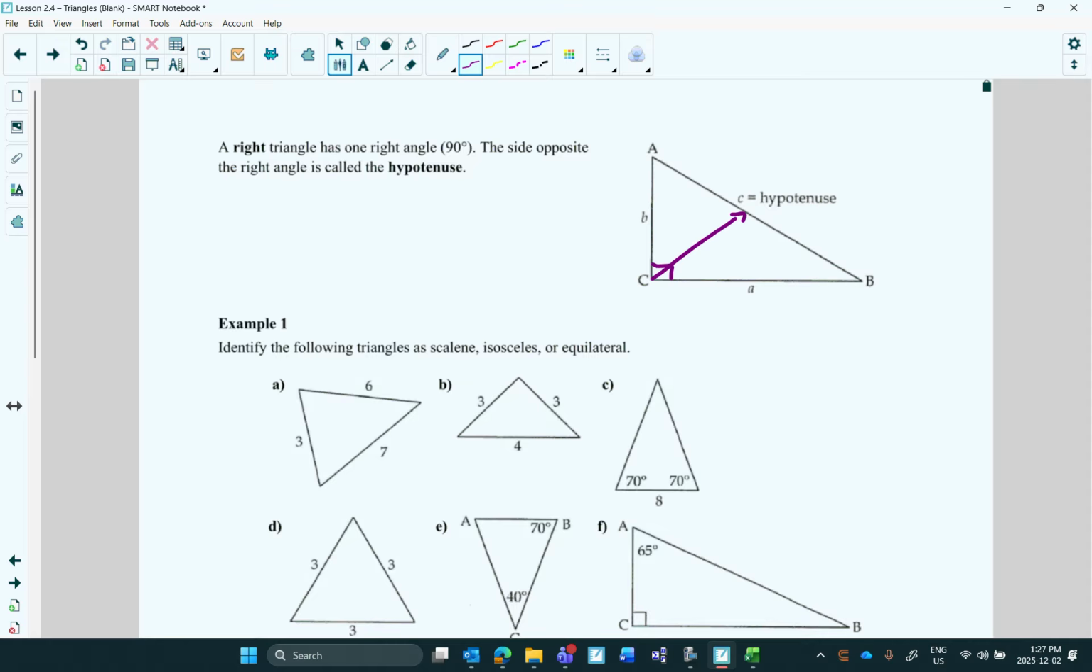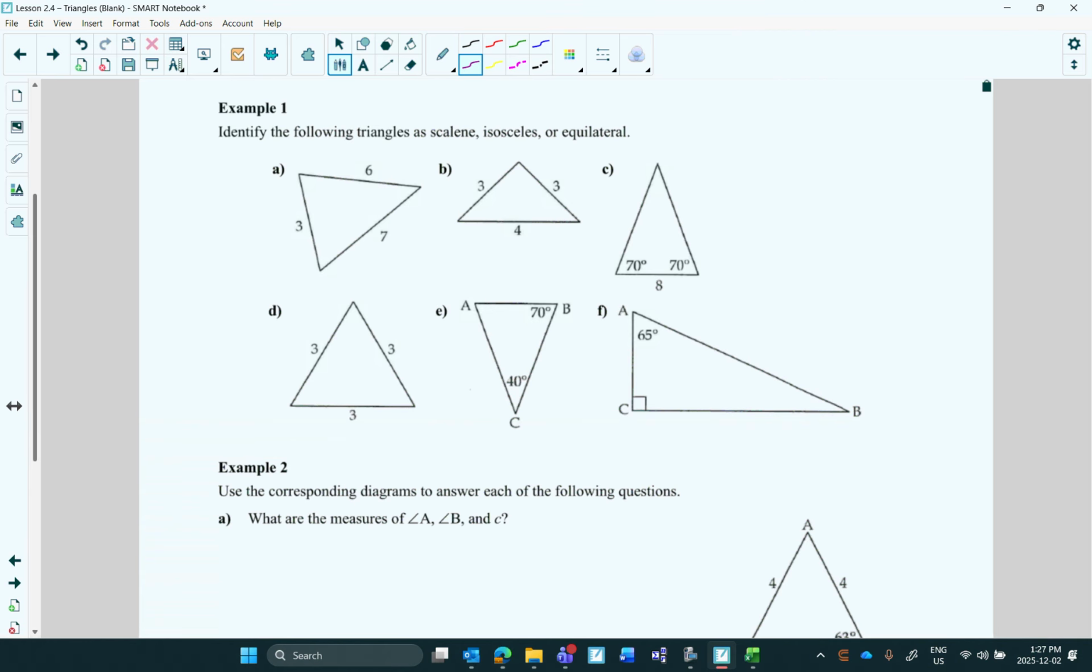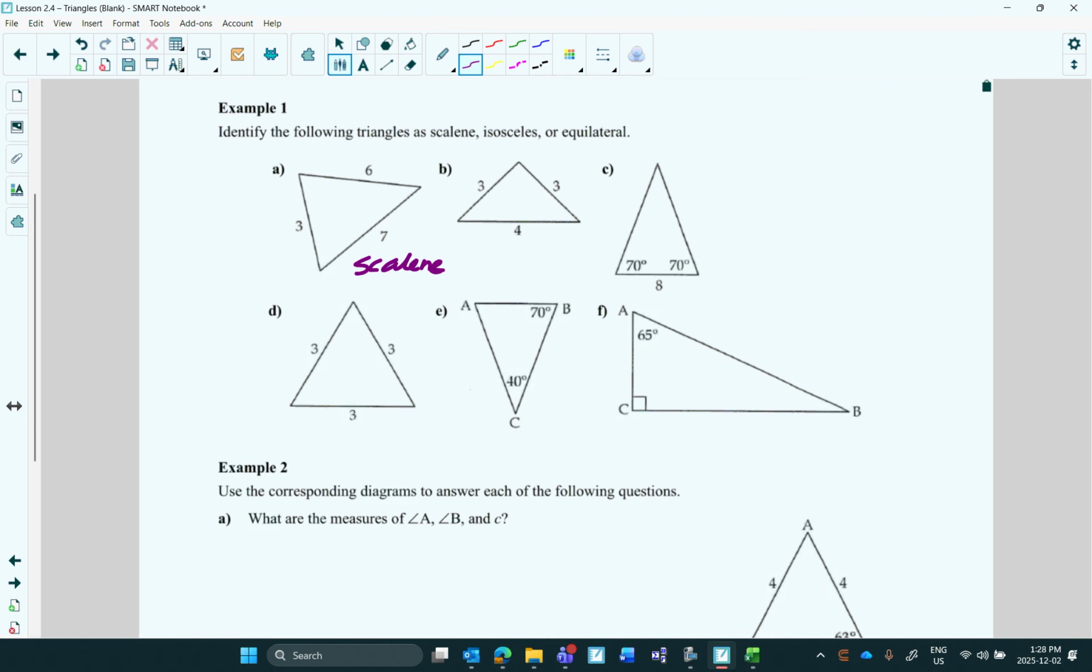Okay, so judging by scalene, isosceles, or equilateral, how would you classify these? We're not going to classify them as right. What would the first one be? Scalene. Because all the sides are different. Which means all the angles are different. How about B? Isosceles. Because two of the sides are the same. Therefore, two of the angles will be the same.